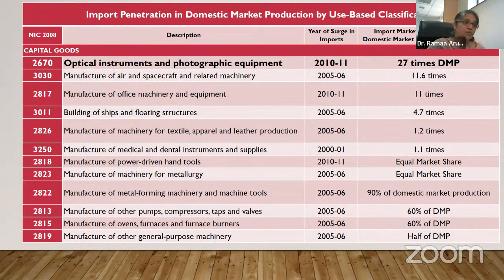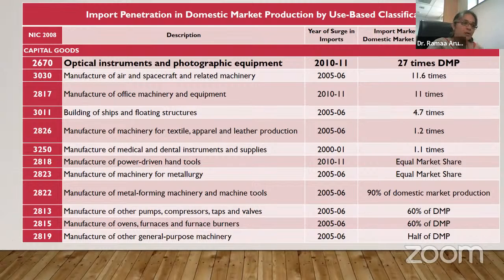in the case of optical instruments and photographic equipment, the ratio was 27, meaning that imports were 27 times more than the output being generated. So this is the most recent data that we have taken. Likewise, the other industries in the capital goods sector. So this gives us an indication that the capture of the domestic market was very high in a certain subset of industries.